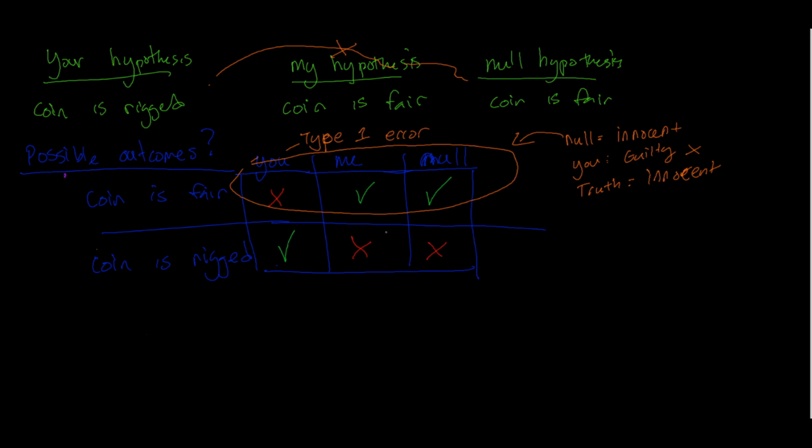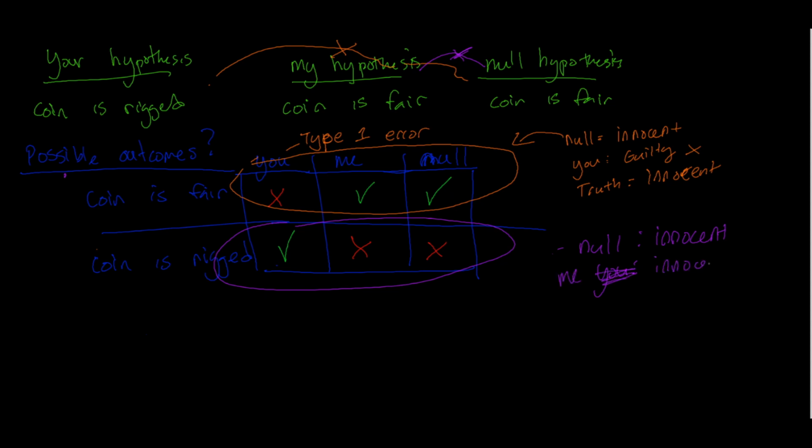So in this case, I'm wrong. And if I'm wrong over here, I assumed that the null hypothesis was true. So me, I thought that the coin was fair, but the coin actually ended up not being fair. So the null was that the person is innocent, and me, I thought that they were innocent, and the truth ends up being that they're guilty. So they did not go to jail.